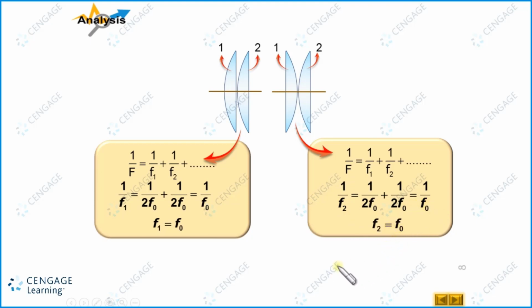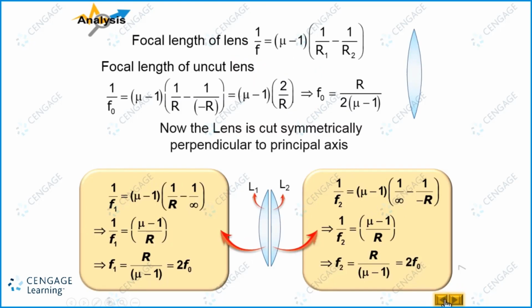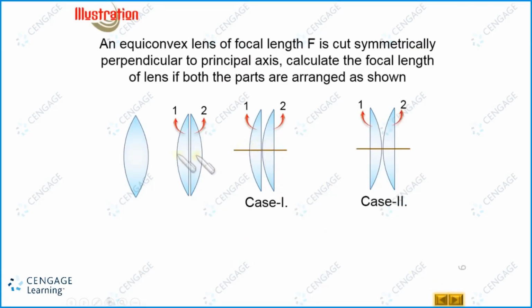So here we can say the focal length of both combinations will be the same and equal to the focal length of the uncut lens. That means we can observe that if we place the lens like this or like this, the focal length of the combination will be the same as the previous, uncut lens. Okay.